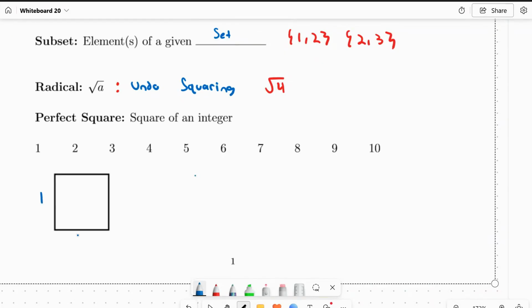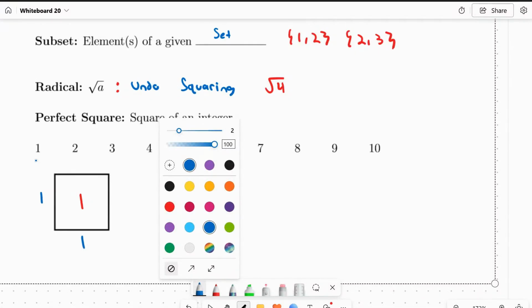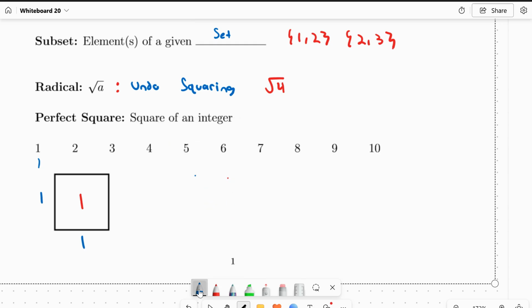I could do 1 times 1, which would give me 1. So 1 squared is just 1. Okay, you could continue this process. 2 squared would be 2 times 2. 2 times 2 gives me 4. So then I have 4. Okay, I'm not going to keep using the square. If it's a nice visual for you, please use it.